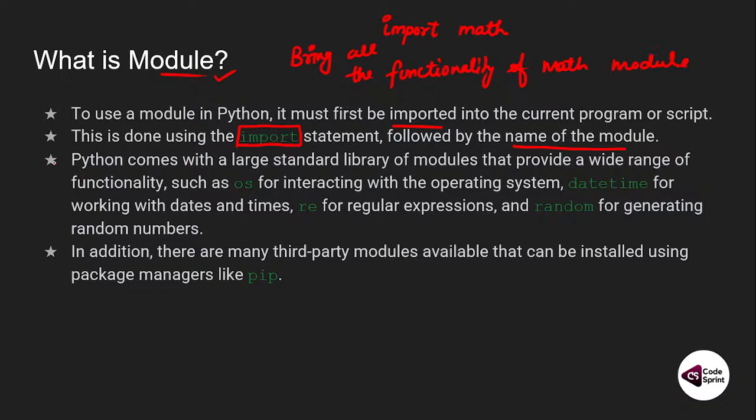And as on day one, we discussed that Python has a large standard library. So we have a large collection of modules which gives us a wide range of functionality, such as OS for interacting with the operating system, and datetime. We have the OS module which is used to interact with the operating system, datetime which is used for working with dates and times, and re for regular expressions.